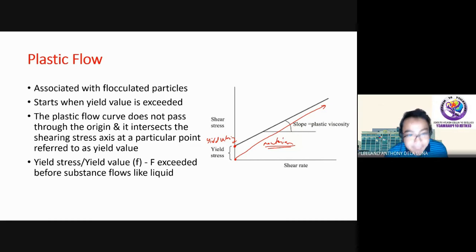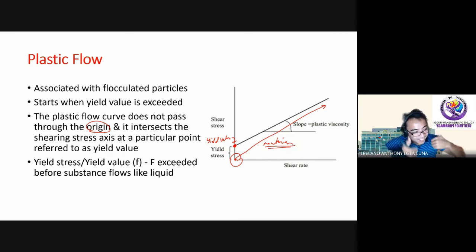Right? So the plastic flow, class, curve does not pass through the origin. Okay, so hindi siya dumadaan dito. And it intersects the shearing stress axis at a particular point referred to as your yield value. Okay, so ito yung yield value natin. Whatever that value is, that's the yield value. Okay, you have to exceed that value or that force. Okay, so yield stress or yield value, okay, should be exceeded before a substance starts to flow like a liquid. Are we good?